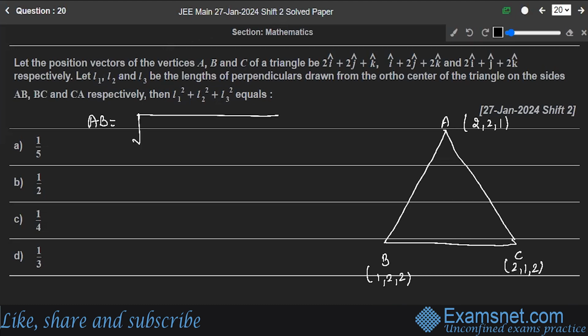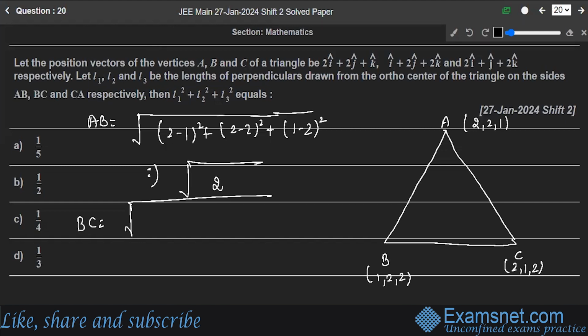AB is given by root of (2 minus 1) square, (2 minus 2) square, (1 minus 2) square, which is equal to 1 plus 1, right? Yeah, that's root of 2. And let's see BC. BC is again given by (1 minus 2) square, (2 minus 1) square, (2 minus 2) square. Again, you have root 2.